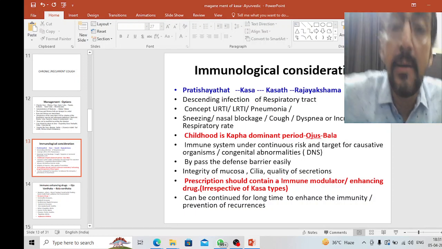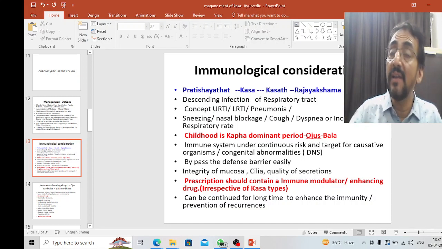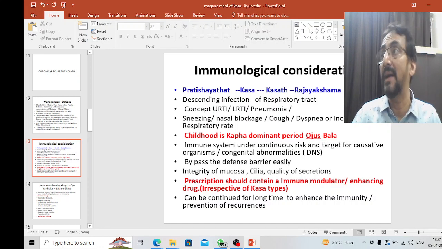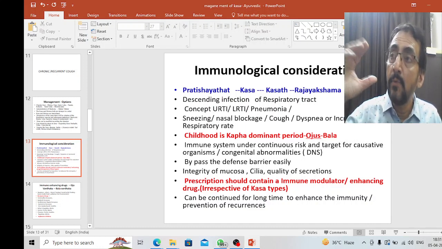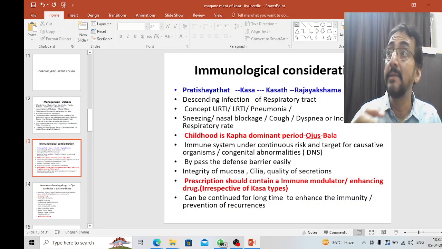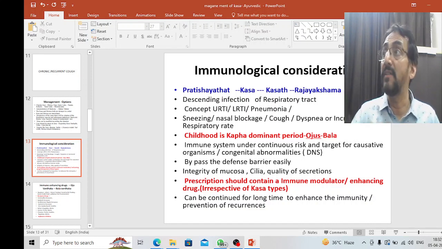Now, in adults, a Pratishaya, an upper respiratory tract infection, cannot so easily be converted into lower respiratory infection, and even the lower respiratory tract infection cannot so easily be converted into a disease of the parenchyma. But the same is not the case in children, because the immune barriers are not completely developed in children. We have mechanical barriers, chemical barriers, and immunological barriers. These barriers are not completely developed in children. Therefore, the transition of these three phases, Pratishaya to Kasa, Kasa to Rajayakshma, or upper respiratory tract infection to lower respiratory infection to parenchymal disease, is very fast.